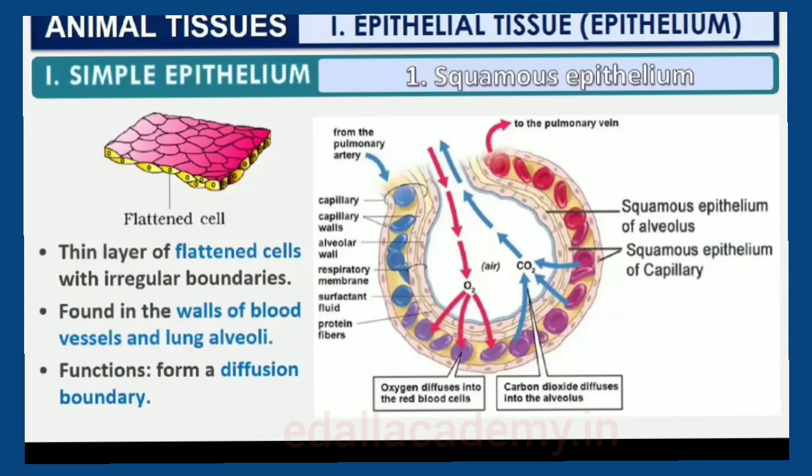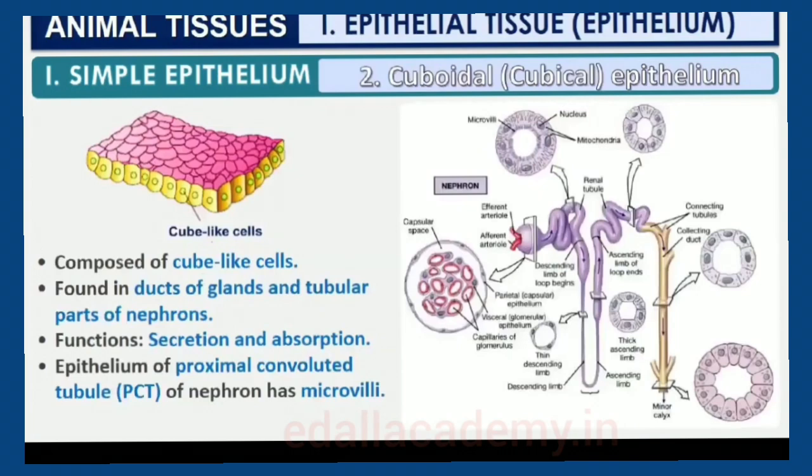The squamous epithelium is made of a single thin layer of flattened cells with irregular boundaries. They are found in the walls of blood vessels and air sacs of lungs and are involved in functions like forming a diffusion boundary. The cuboidal epithelium is composed of a single layer of cube-like cells. This is commonly found in ducts of glands and tubular parts of nephrons in kidneys, and its main functions are secretion and absorption. The epithelium of the proximal convoluted tubule, PCT, of the nephron in the kidney has microvilli.